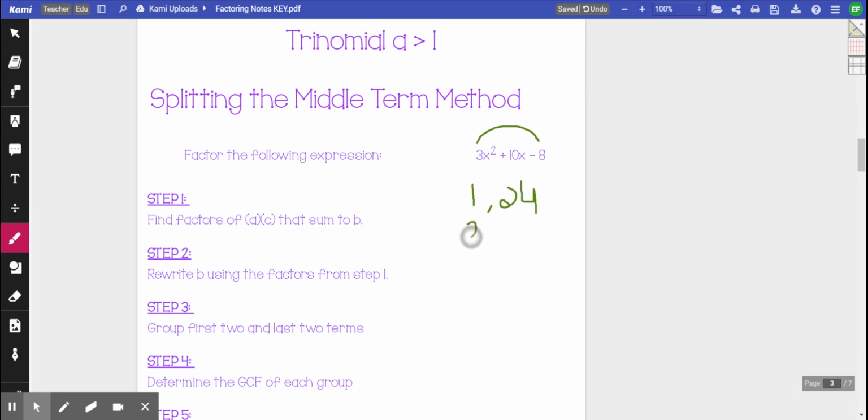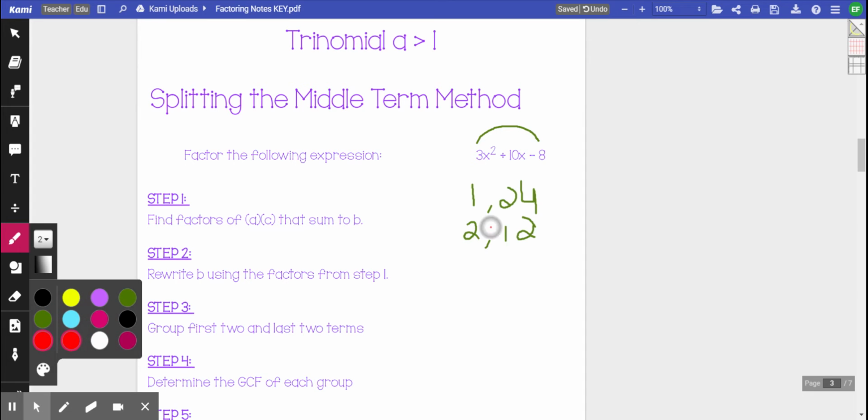So I like to list all my factors out in order. That way I don't miss anything. So 1 and 24, 2 and 12, of which I can actually stop right there, because with 2 and 12, if I make my 12 positive and my 2 negative, I know negative 2 times positive 12 is going to give me my negative 24, and negative 2 plus 12 will give me my 10, which is exactly what I'm looking for.